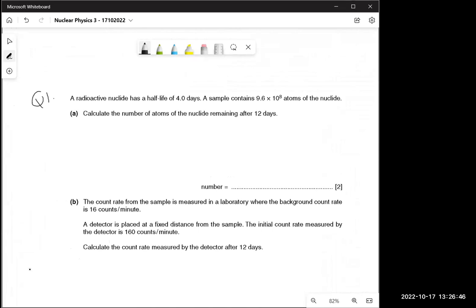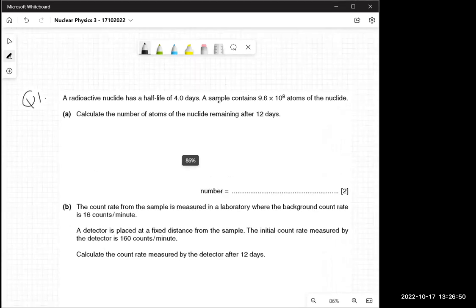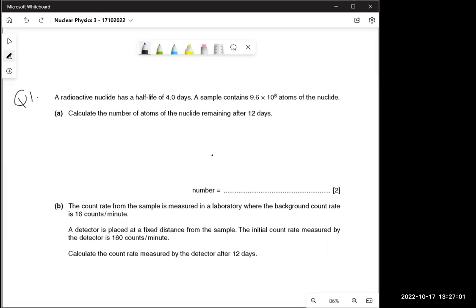A radioactive nuclide has a half-life of 4 days. A sample contains 9.6 × 10^8 atoms of the nuclide. Calculate the number of atoms of the nuclide remaining after 12 days. Okay, so what's happening here? The radioactive nuclide has a half-life of 4 days. We'll write it down.